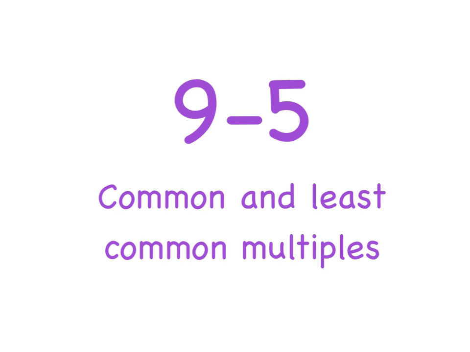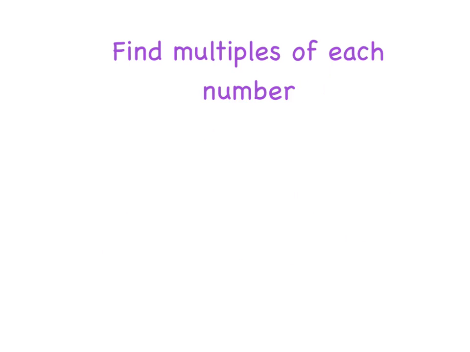In this video, I'll be talking about 9-5, which deals with common and least common multiples. Before we can talk about common and least common multiples, we need to discuss what a multiple is. Multiples are like the opposites of factors. Factors are how we can break up a number, but multiples are how we make a number bigger.